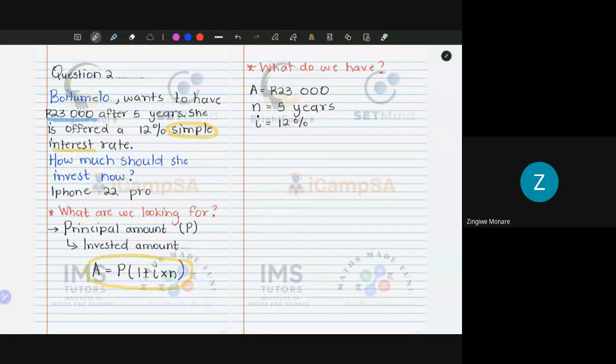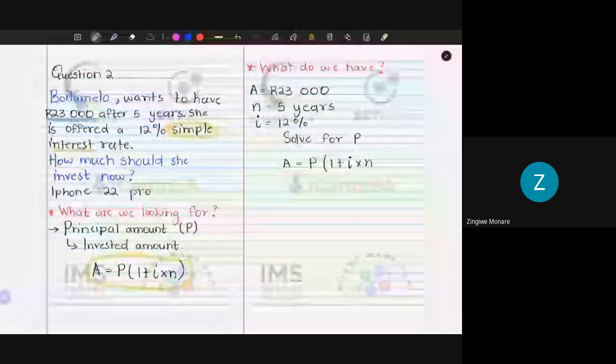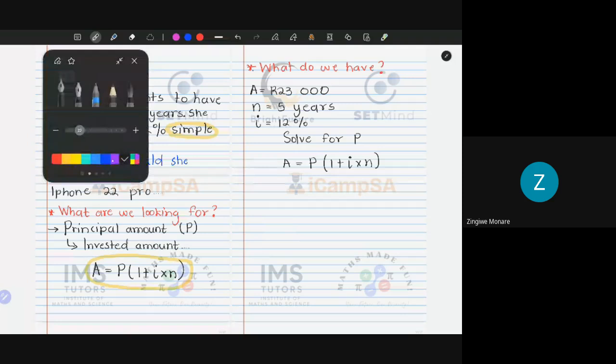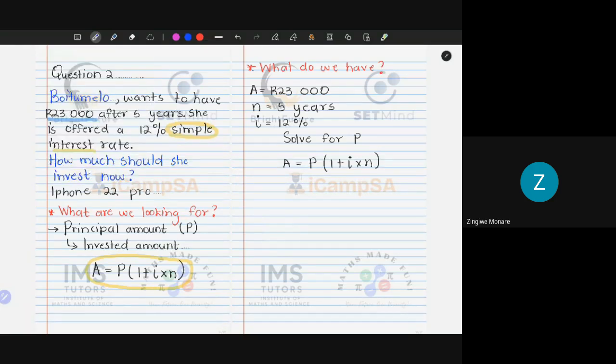We know what we have and we are looking for P. So look at the magic which I'm going to do. What we are trying to do is to solve for P. So we have A equals P multiplied by 1 plus I times N. So we're looking for P, guys, not P times that bracket. So what should we do here? When we're looking for P, we want P to be by itself.